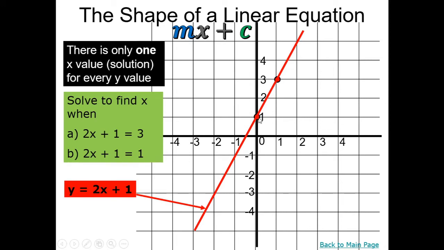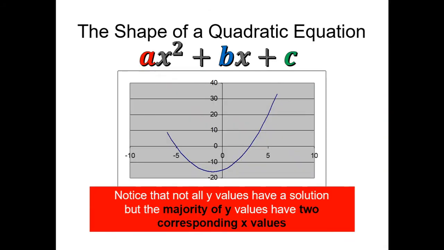There is no other way I can find a point on this line where the y-coordinate is 1, except for where the x-coordinate is 0. There is no other point on this line where the y-coordinate is 3, except for where the x-coordinate is 1. Okay? Quadratics, on the other hand, are not straight lines, and we have graphed quadratics before.